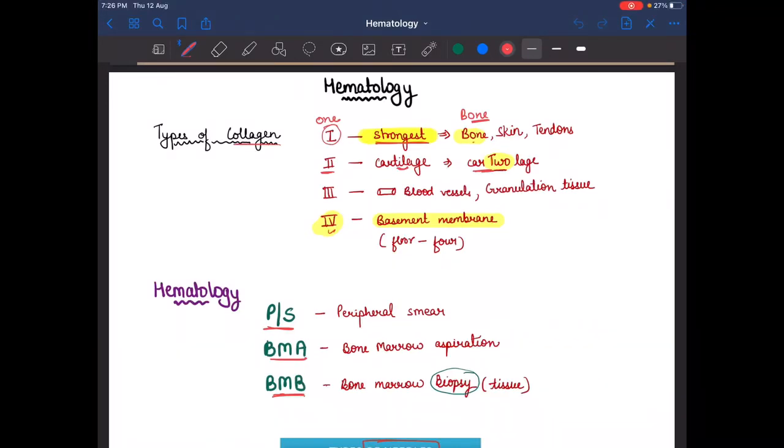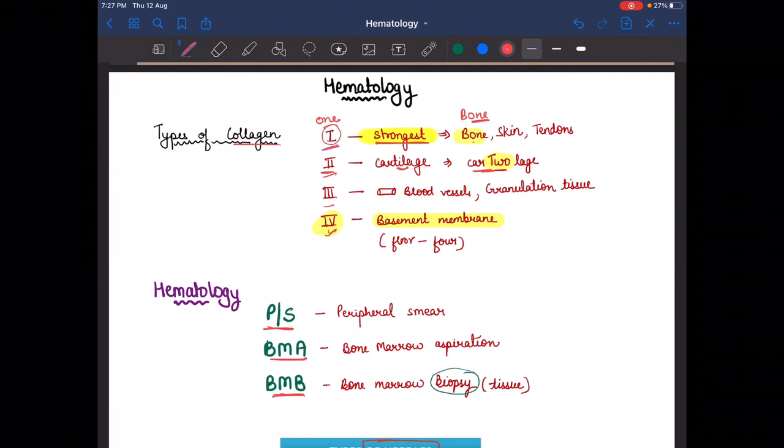Hello everyone. So in this video we are going to learn the pathology of hematology. So before starting it, let's do some introductory part of the hematology. As we all know the types of collagen, there were four types of collagen: type 1, type 2, type 3 and type 4 collagen.